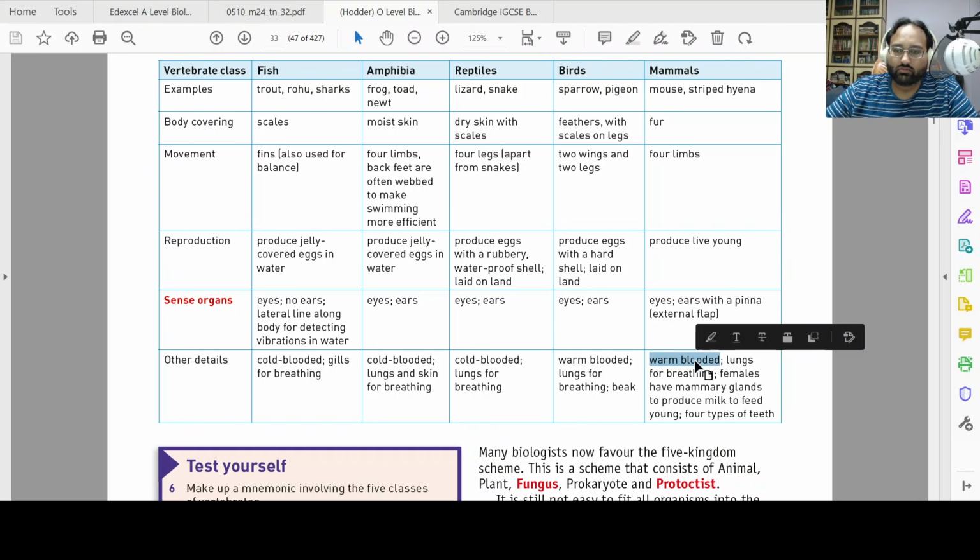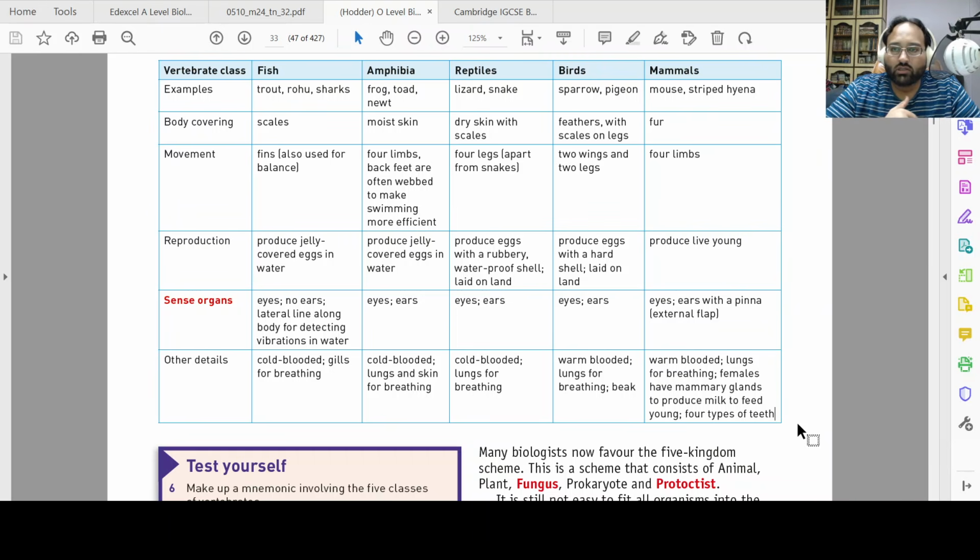We have dogs, cats, monkeys, elephants, mice, obviously. Mammals have lungs for breathing. The females have mammary glands to produce milk to feed the young, and they've got four types of teeth, which we will cover later. The incisors, the canines, the premolars, and the molars.